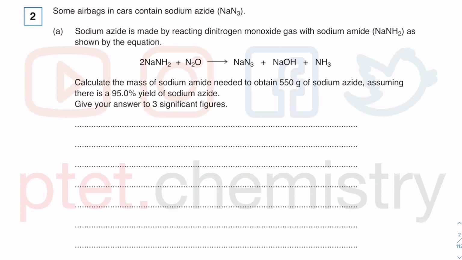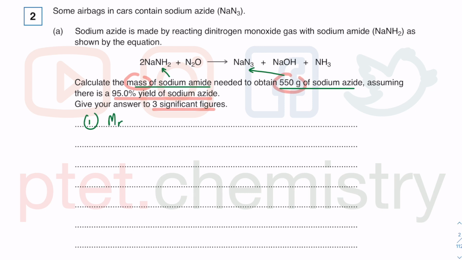In this second question, we have this reaction where we have sodium azide, NaN3. We're supposed to find the mass of sodium amide, which refers to NaNH2. We want to use 550 gram of sodium azide, assuming there is a 95.0% yield, and give your answers to 3 significant figures. It looks like we are dealing with reacting mass because the question asks us to find mass. The question gave us the 550 gram of sodium azide.